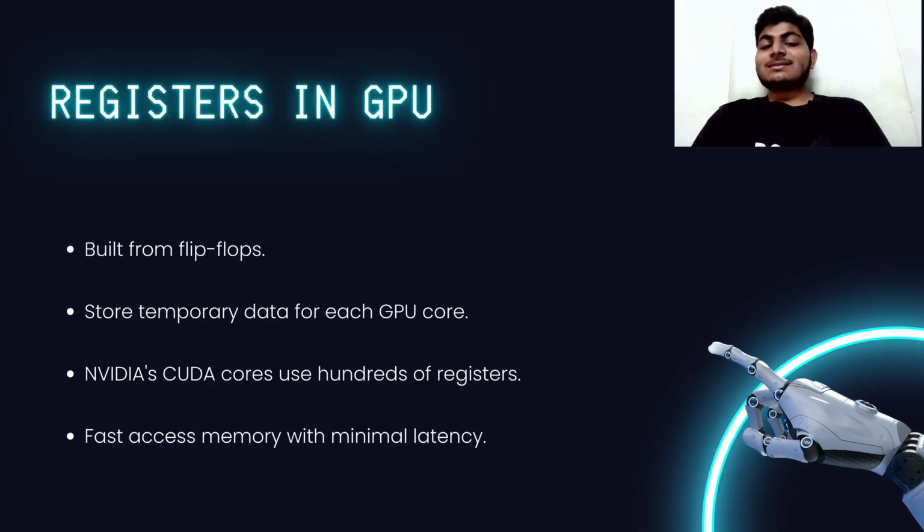Registers in GPU. Registers are created using flip-flops in the GPU, especially in CUDA cores. Each thread uses multiple registers to store immediate data. They allow fast access and help avoid delays caused by accessing slower memory.